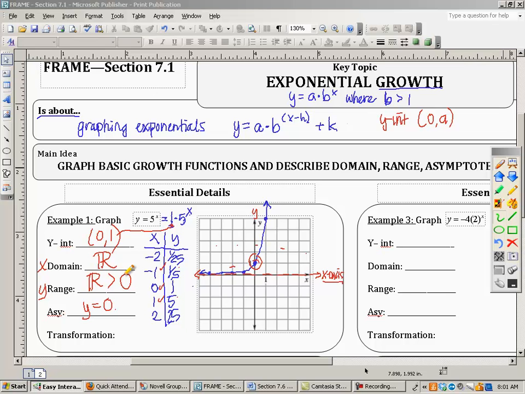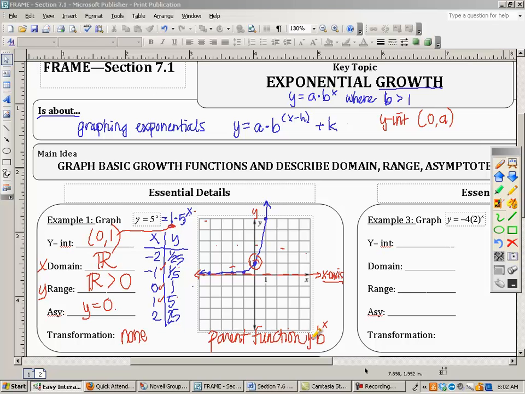In this case, there is no transformation because our a value is 1, and I don't have anything up with the h or in the back with a k. So this is what we call a parent function. The parent function just means it's a b to the x graph. So y equals b to the x, where there's no shifting as we go through.